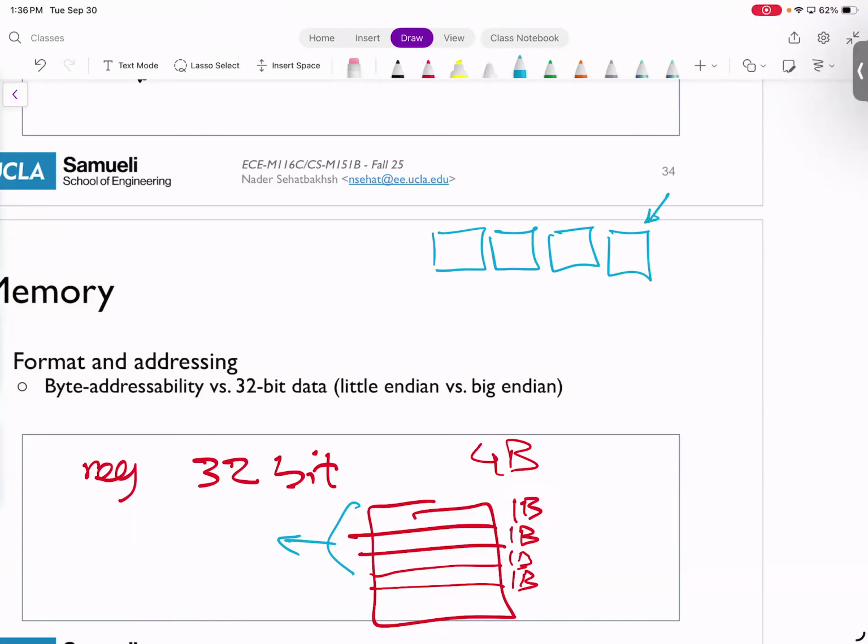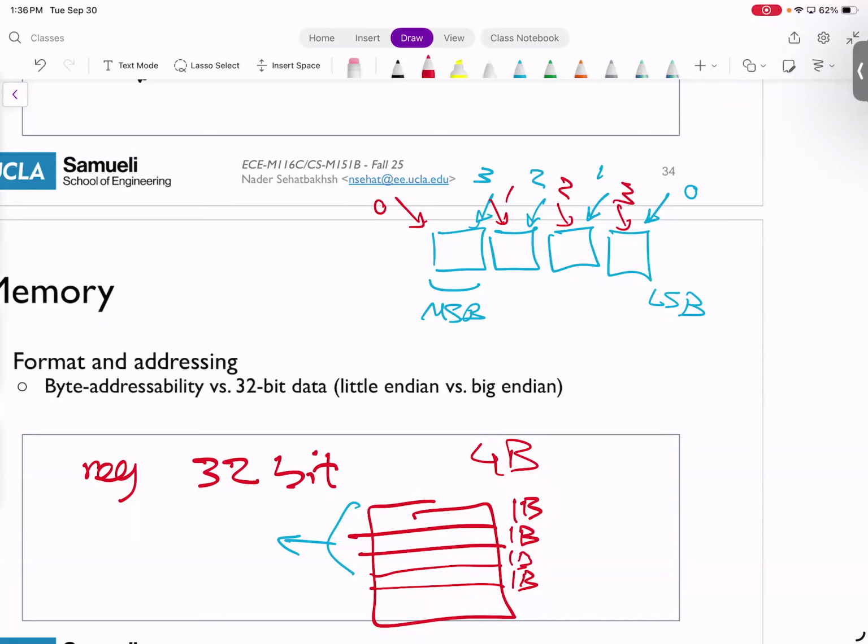So this would be address 0, this would be address 1, this would be address 2, this would be address 3, and this is your most significant bit, and this is your least significant bit. This is one option, where lower addresses store lower value. The other option is the opposite of this, where higher values are stored in lower addresses. So I stored this in address 0, I stored this in address 1, I stored this in address 2, I stored this in address 3.